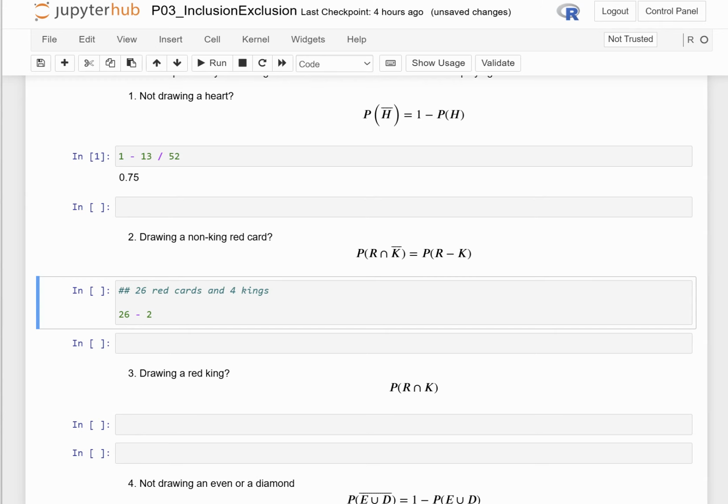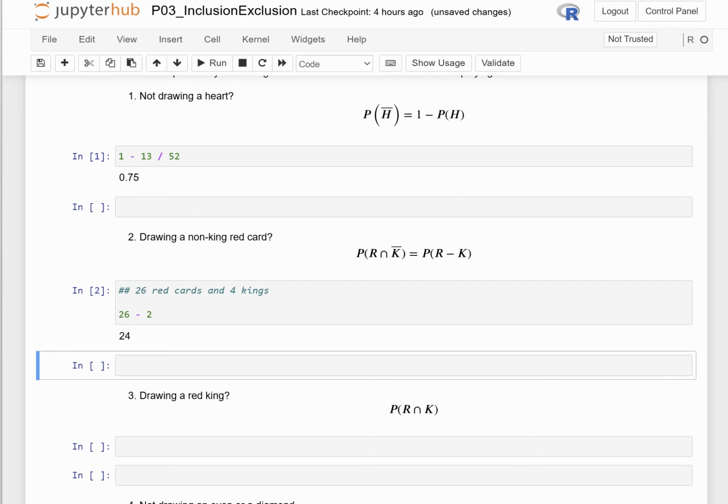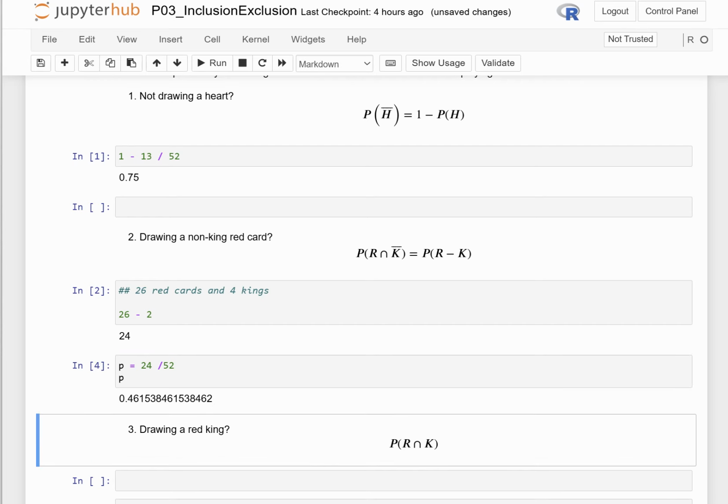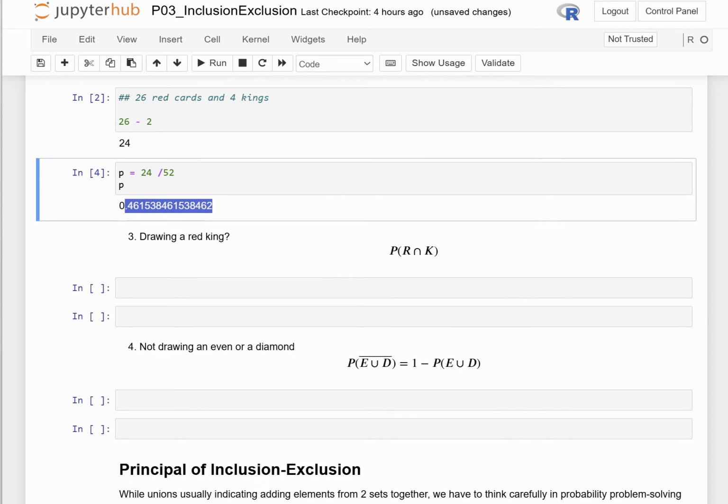Which we can evaluate. That's 24. So the probability P is equal to 24 divided by 52. And you'll notice when I run this, it doesn't actually evaluate it. Why? Well, it assigned that value to the variable P. And then to get that as a real number estimate of the probability, I have to tell R, hey, display the value that's inside this variable P.